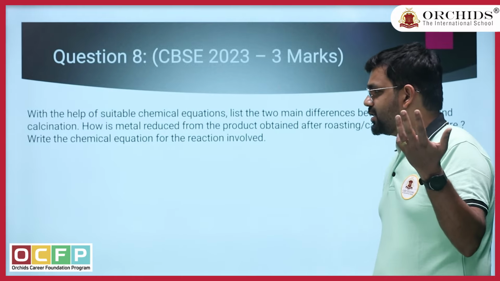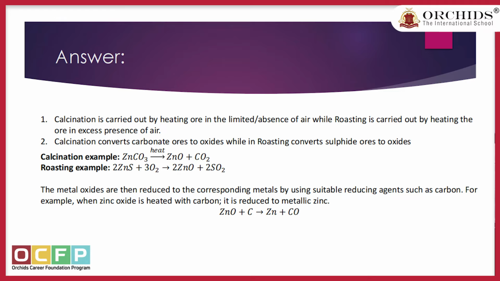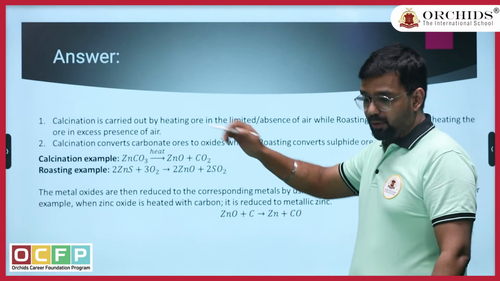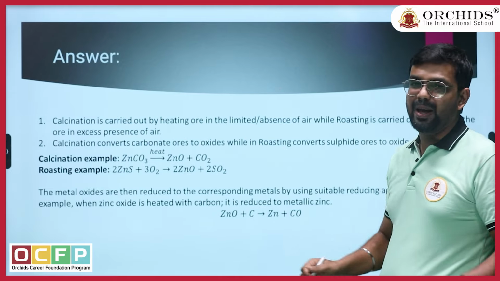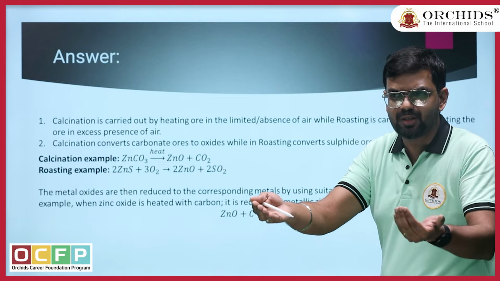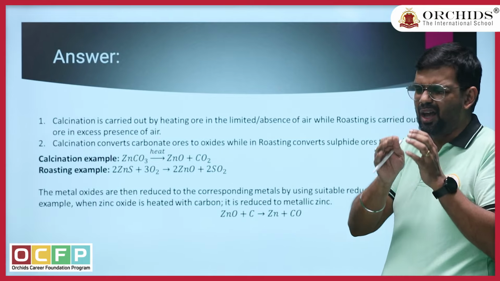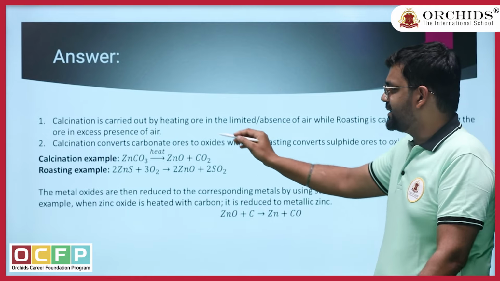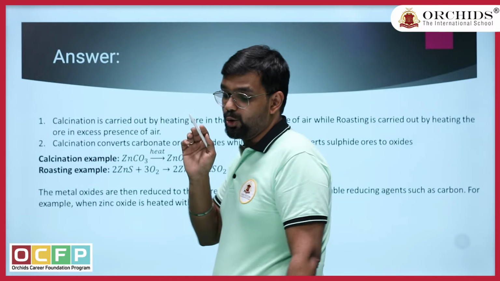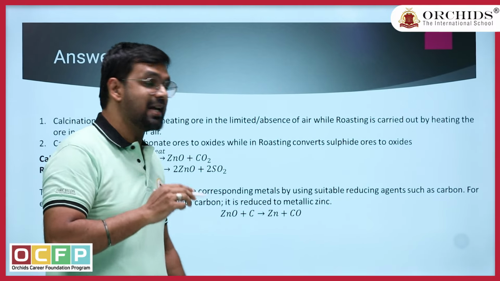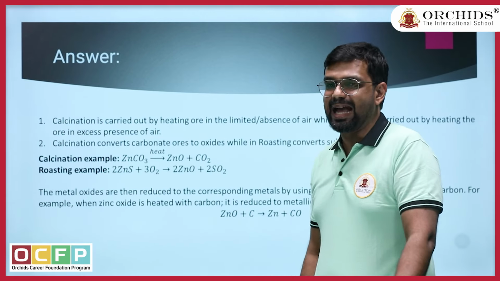Yeah, so on the count of 3, 2, 1. Yeah, so what is the answer? Calcination is carried out, the differences basically. You can list this even as a table also. Calcination is carried out by heating the ore in the absence or a limited presence of air. So calcination, this is the keyword here: limited or absence of air. But roasting happens when there is an excess presence of air. So these are the 2 critical differences between calcination and roasting.